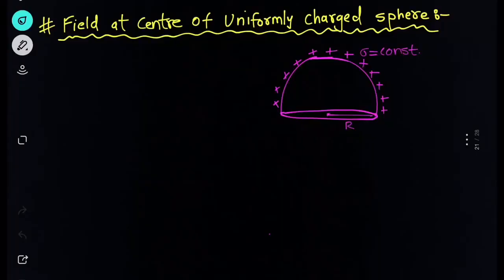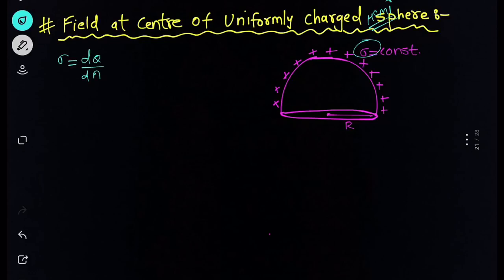So in this video we're going to derive the formula for the electric field at the center of a uniformly charged hemisphere. Here we'll have a hemisphere. Specifically, we are going to derive the formula for a hemisphere only, and here we have some surface charge density sigma which is constant. So first of all, we can write sigma as small charge dq divided by small area dA.